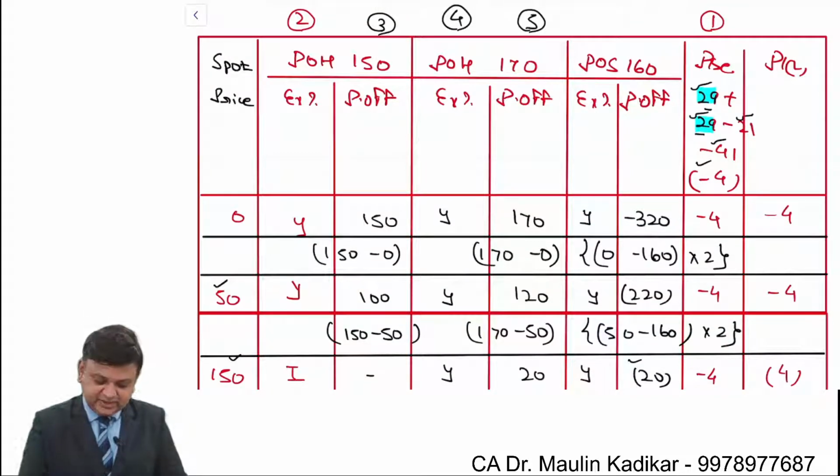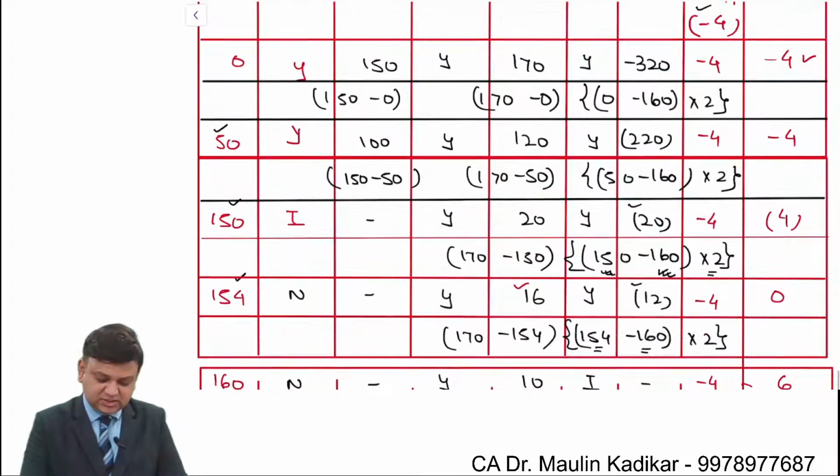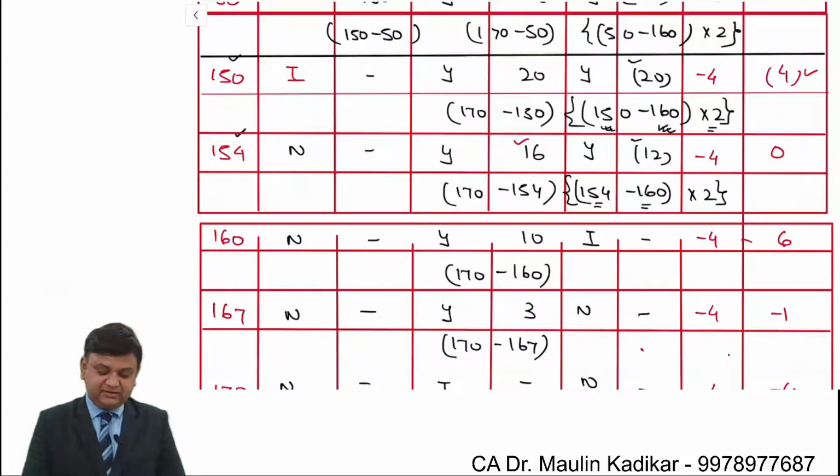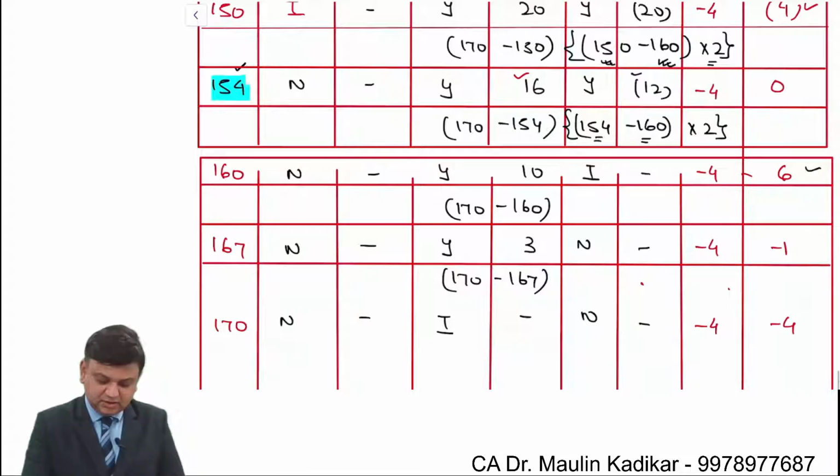What we can see, friends, is that there is a loss, loss, loss. One break-even point is ready-made with us. That is the amount of 154. That's very good. Then we have profit and again loss. So there are two break-even points. One is 154 and another is lying between 160 and 167.